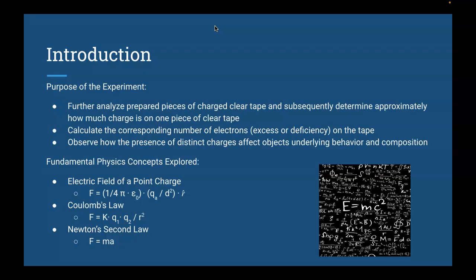At the bottom, you can see some of the fundamental physics concepts that we used within the lab, which were the electric field of a point charge, and in this case we consider the clear tape to be a point charge, Coulomb's law to calculate the attraction and repulsion between charged particles, and finally Newton's second law.